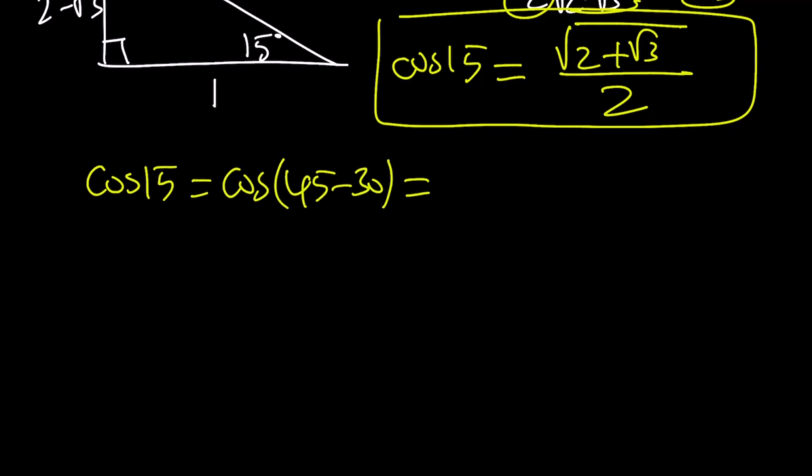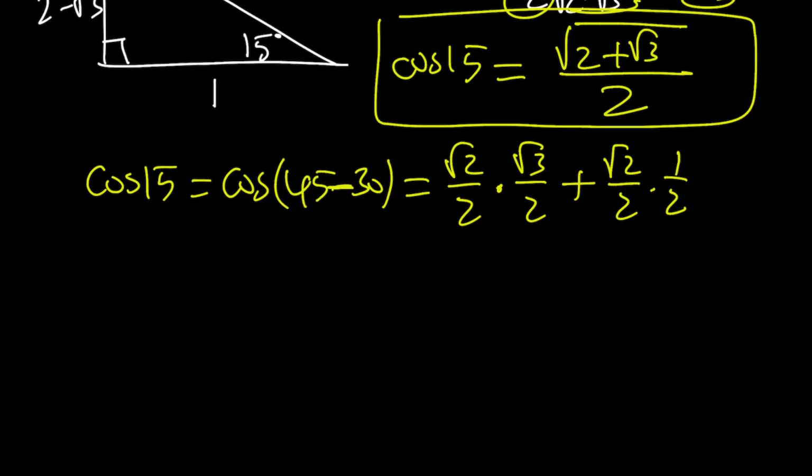And that is cosine 45, which is root 2 over 2, times cosine 30, which is root 3 over 2. I'm sorry, root 3 over 2 it should be, not 3 over 3, that's tangent something, whatever. Plus, remember with the cosine, it's the opposite sign. It's supposed to be root 2 over 2 times 1/2. It's the signs. Okay, so this gives us cosine 15 as root 6 plus root 2 over 4.